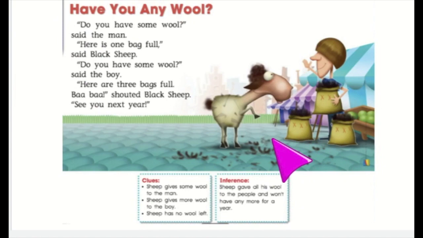We also made an inference on this story. Remember this story? All it said was that the sheep kept giving wool to this man and the boy. But we used what we know in our brain, which is that sheep have wool on them. Plus, we used what was happening in the story, which was that sheep was giving up wool, to make the inference that sheep was giving his own wool away.